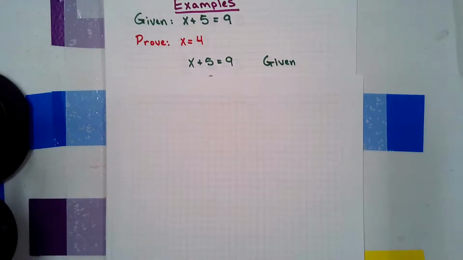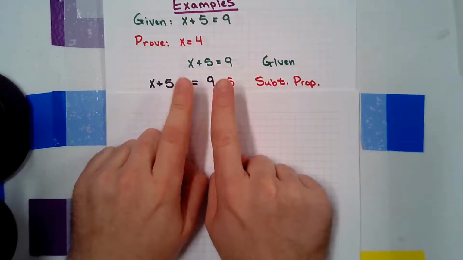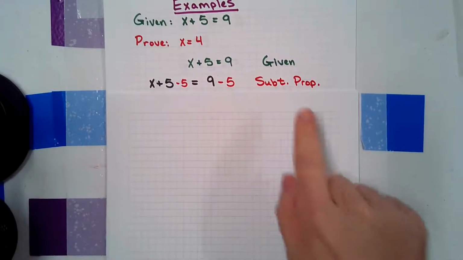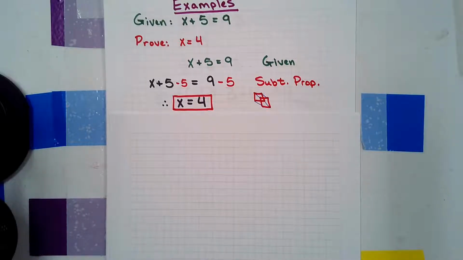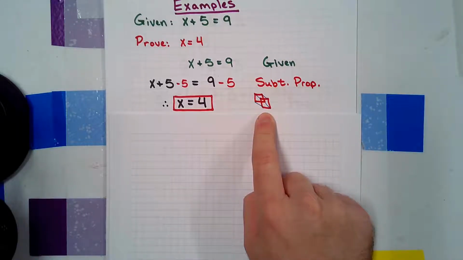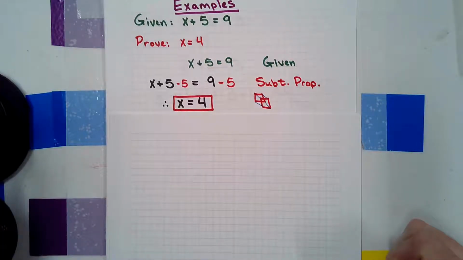So we're given that. And our next step is to use the subtraction property of equality. Subtract a number from both sides, right? That's what allows us to do it, the subtraction property of equality, and that gets us X equals 4. And then we draw a swag box because we just proved something. Deuces. Questions on the swag box?